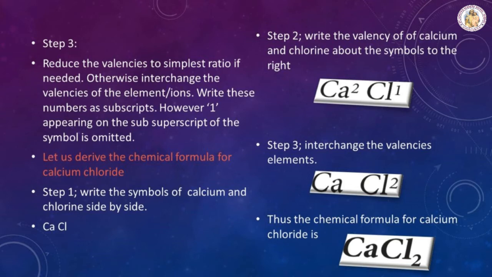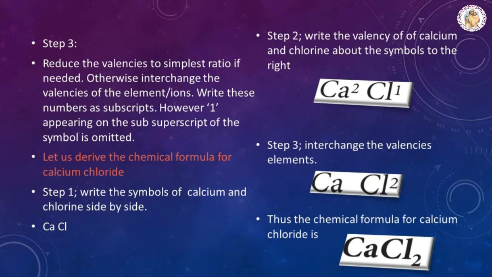Step 1. What should we do in step 1? Write the symbols of calcium and chlorine side by side. For calcium Ca and for chlorine Cl. The negative radical is on the right hand side and the positive radical on the left hand side. Next, write the valencies of calcium and chlorine above their symbols to the right. Here the valency of calcium is 2, so write 2 in the superscript. Then Cl, it is 1.